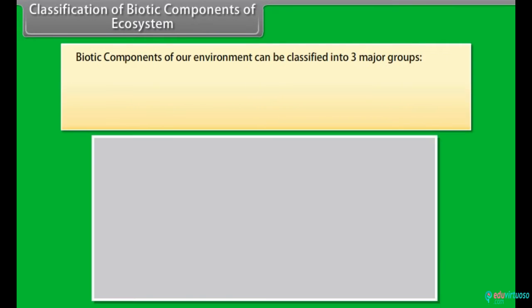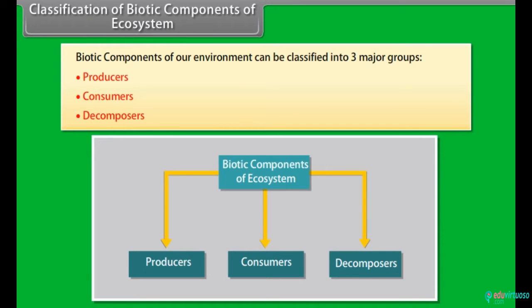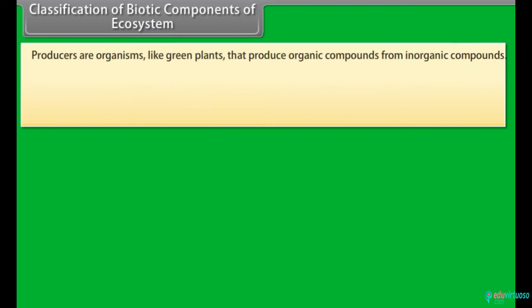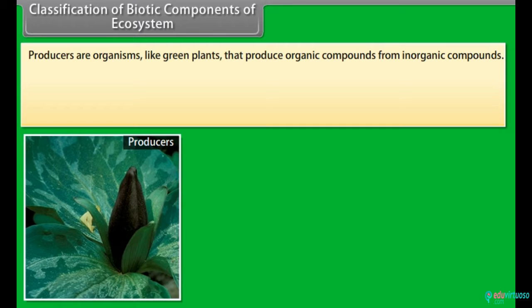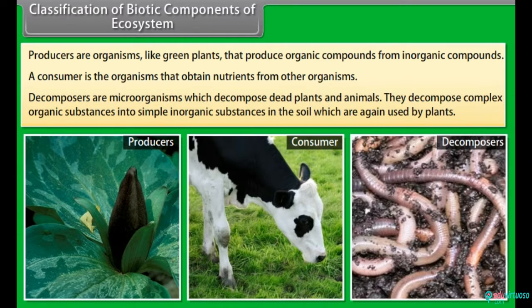Classification of biotic components of ecosystem. Biotic components of our environment can be classified into three major groups. They are producers, consumers, and decomposers. Now we will learn in detail what producers, consumers, and decomposers are. Producers are organisms like green plants that produce organic compounds from inorganic compounds. A consumer is the organism that obtains nutrients from other organisms. And the decomposers are microorganisms which decompose dead plants and animals. They decompose complex organic substances into simple inorganic substances in the soil, which are again used by the plants.